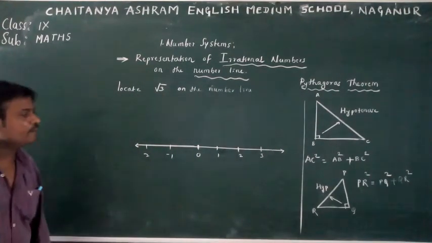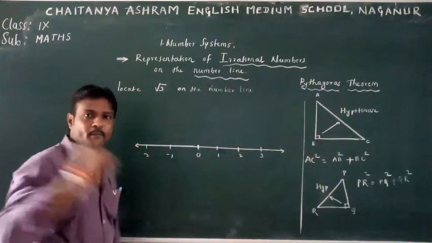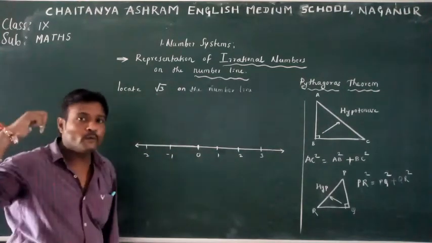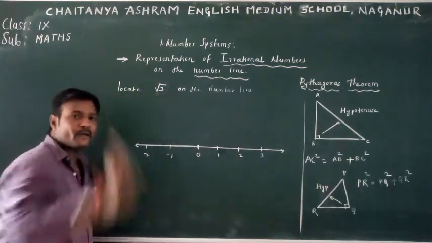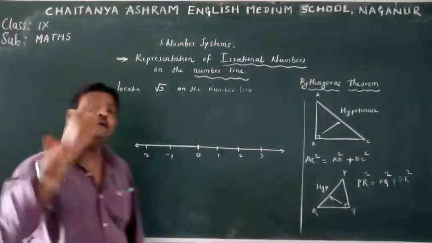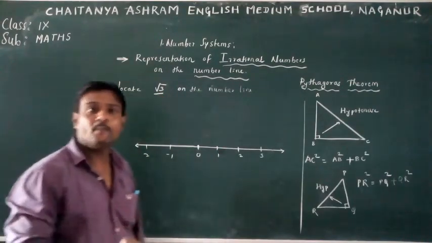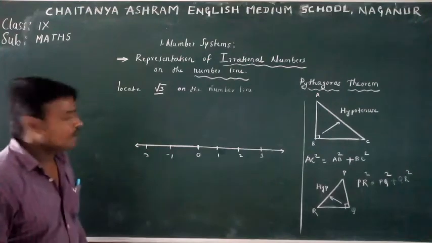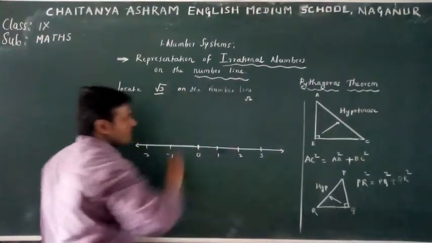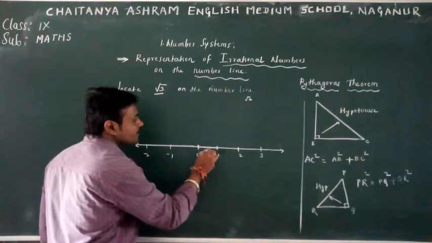So to represent root 3 on the number line, first keep in your mind its preceding irrational number, root 2. To represent root 3 on the number line, first you should represent root 2 on the number line, then you can locate root 3 on the number line. See here. Now first we represent root 2. So recall that procedure. Take 1 centimeter.